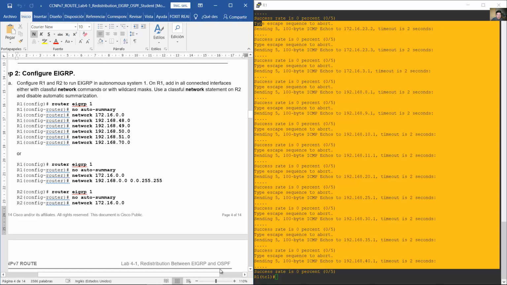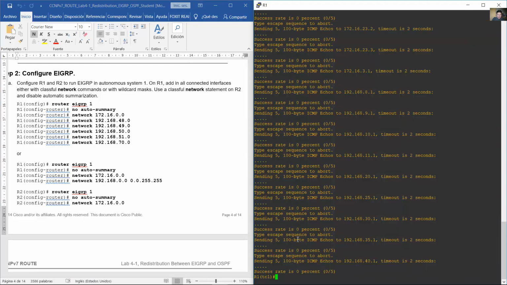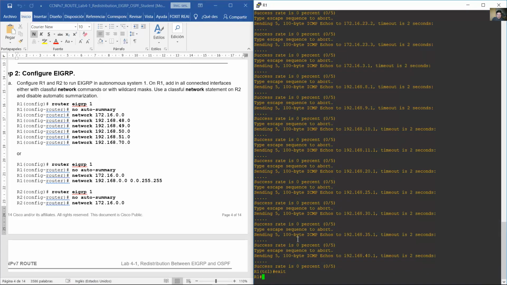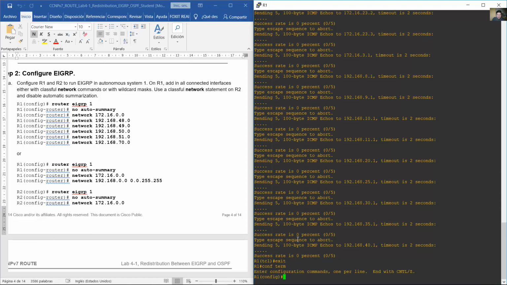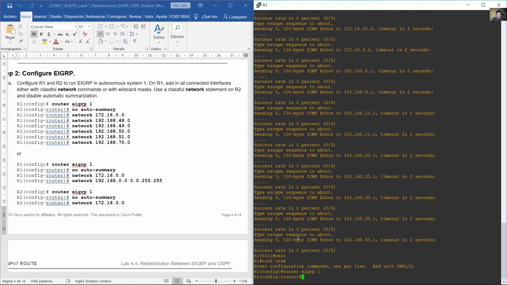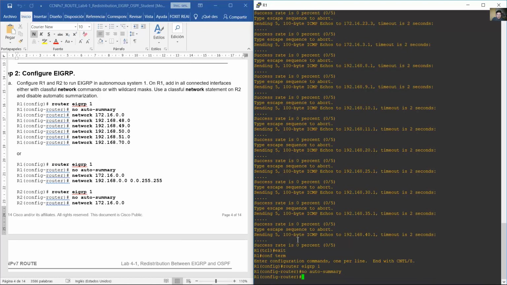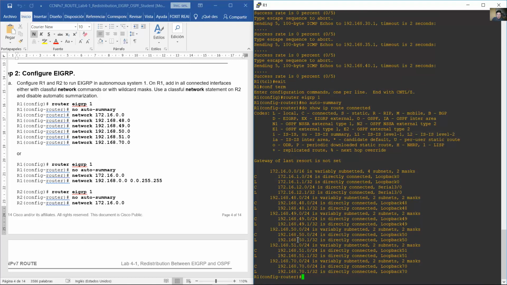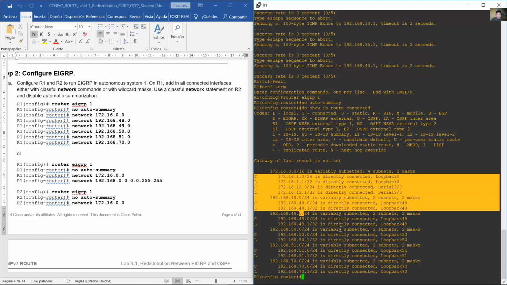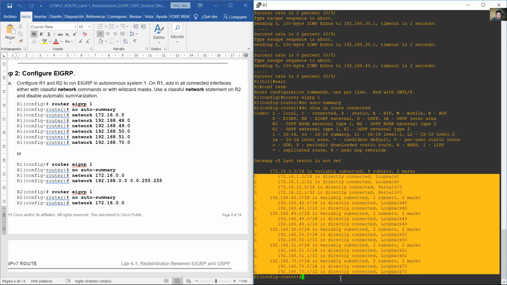Okay, for example, on R1, exit from TCL shell, exit. Configure terminal, router EIGRP 1, disable the automatic summarization, no auto-summary, and show the directly connected networks: do show ip route connected. And notify all directly connected networks.